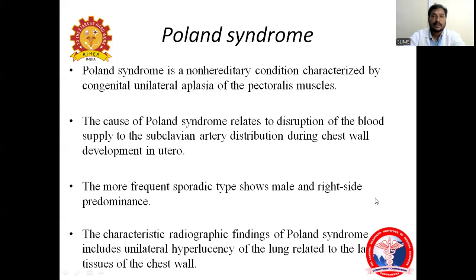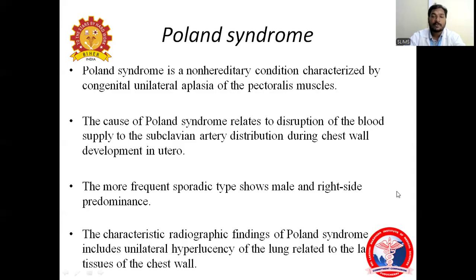Coming to the next cause, that is Poland syndrome. Poland syndrome is a non-hereditary condition characterized by congenital unilateral aplasia of the pectoralis muscle. The cause of Poland syndrome relates to the distribution of the blood supply from the subclavian artery during chest wall development in utero. So in utero, there is reduced blood supply to the ipsilateral side, mainly affecting the subclavian artery and then the chest wall, leading to muscular dystrophy or atrophy on the affected side.